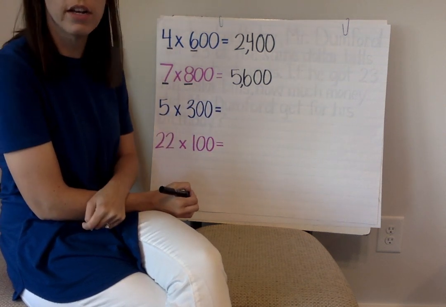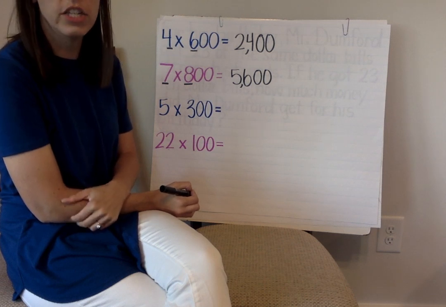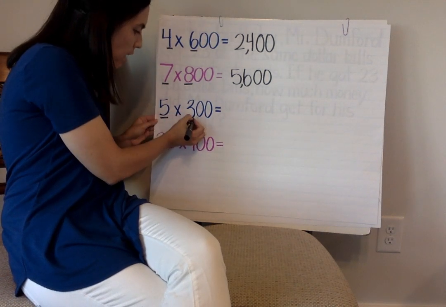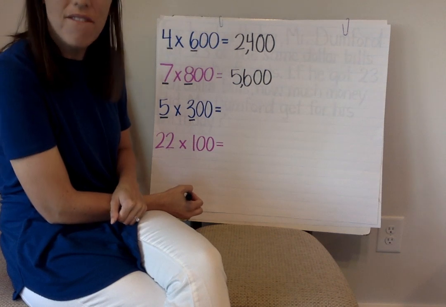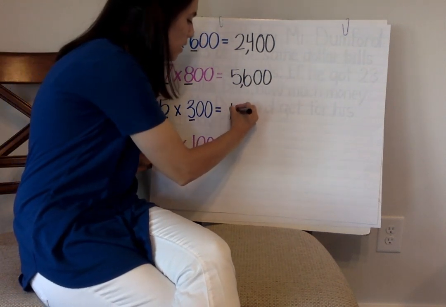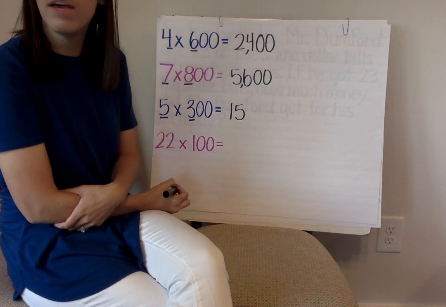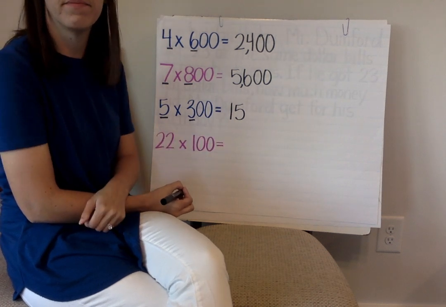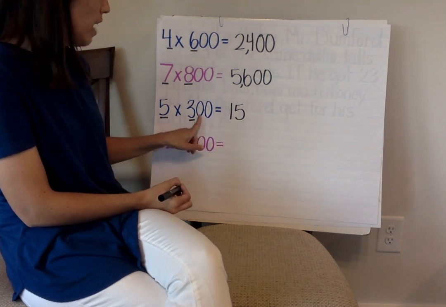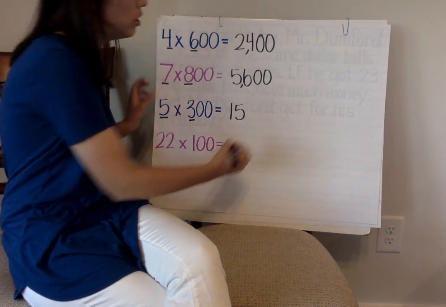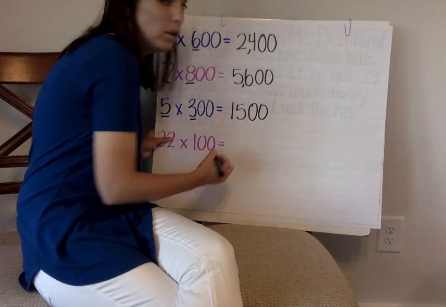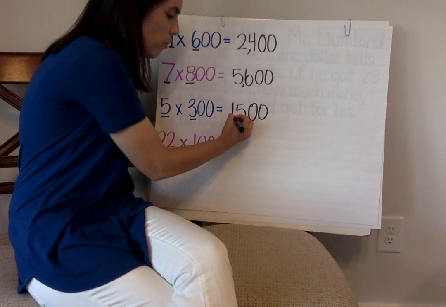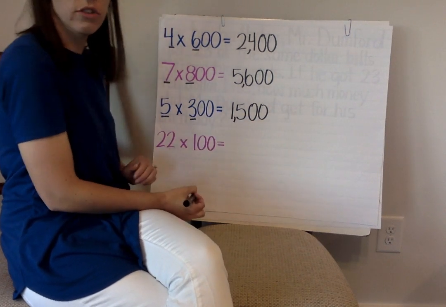Okay, let's look at this one. 5 times 300. Pause the video and think about which digits I'm going to underline. Okay, let's underline 5 and 3. I know that 5 times 3 is 15. Pause the video and think about how many zeros you are going to add to 15. You should add 2 zeros, 1, 2, which gives you a grand total of your product of 1,500. Don't forget to add your comma in between your thousands and your hundreds place.